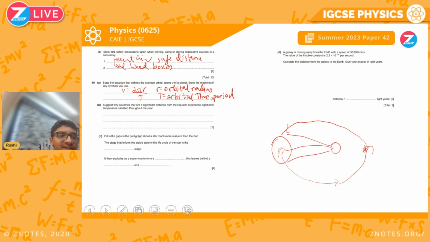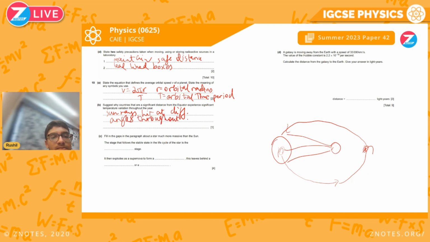So when it's a significant distance, the sun rays hit at different angles throughout the year. Hence, there's significant temperature variation.